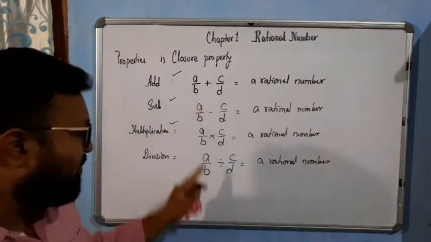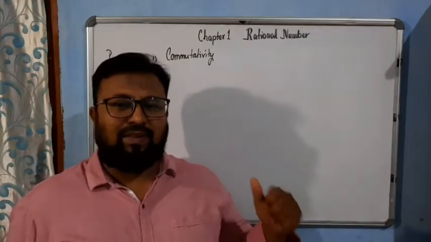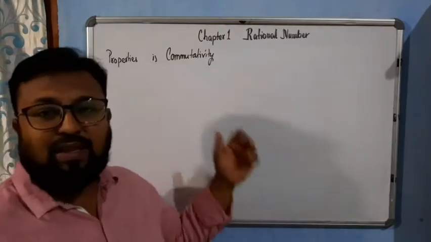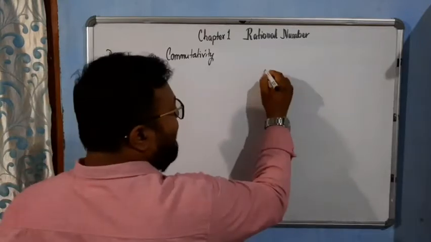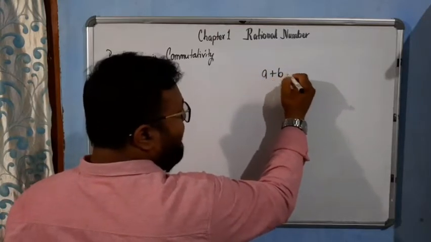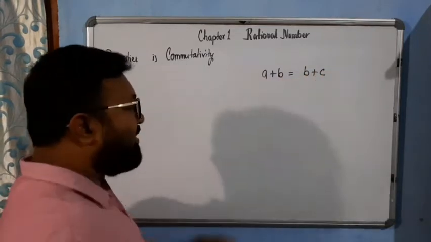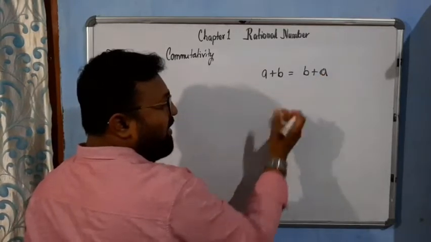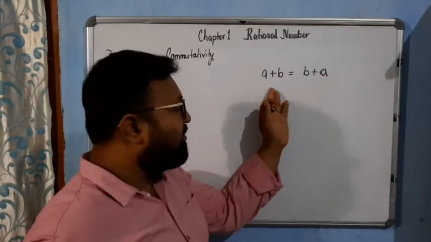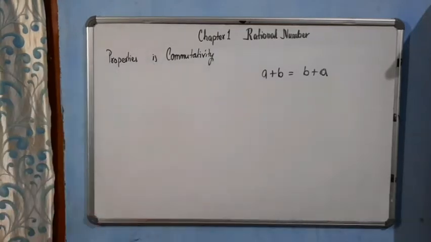So I hope you have understood this part. Let's come to the next topic. Our next property is commutativity. What is commutativity? Let me show you an example. Suppose A plus B is equal to B plus A. If this holds, if both the parts are equal, then this form of expression we can say is commutativity. Okay. Now let's do the example.